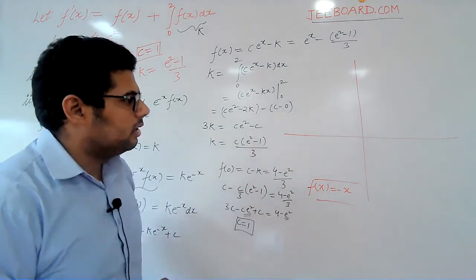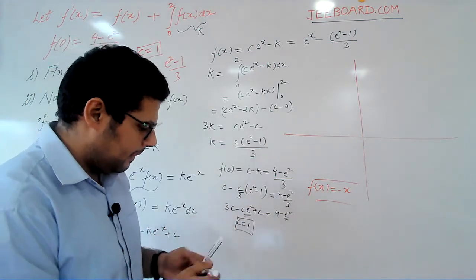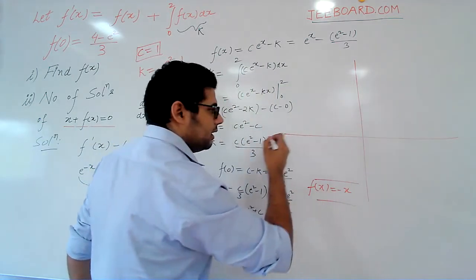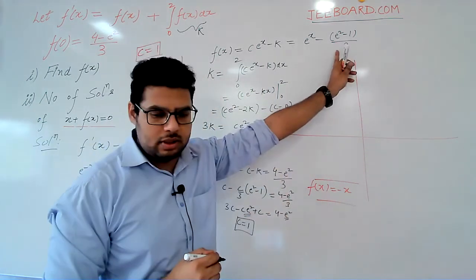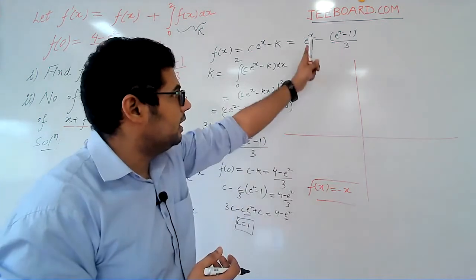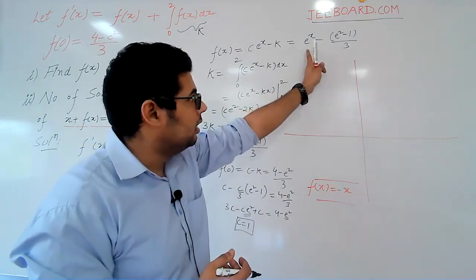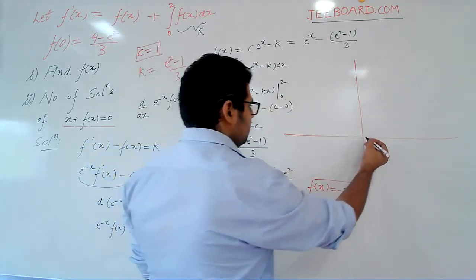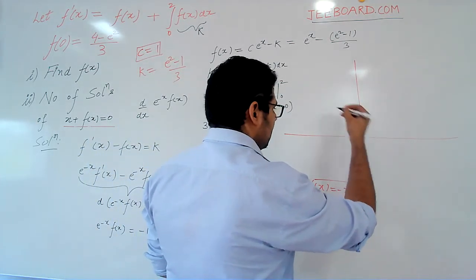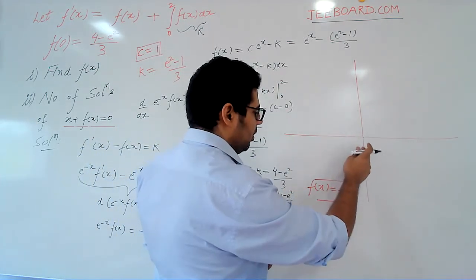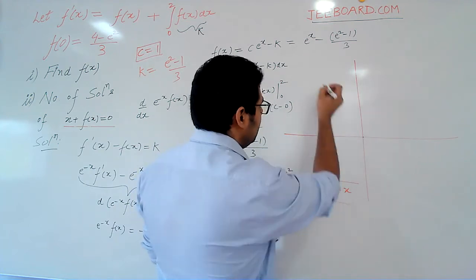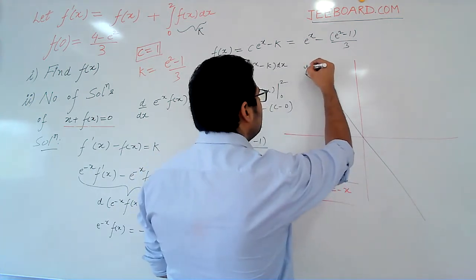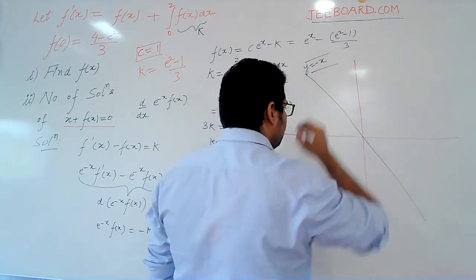So e raised to the power x graph, we already know it is this graph lying above the x-axis, but we are subtracting something from this, so it will go below, because e raised to the power 0 is 1, right? And this will be 1 minus something. Now let us see if that is lying below 0 or not. So this is y equals minus x. This is one graph that we have drawn.